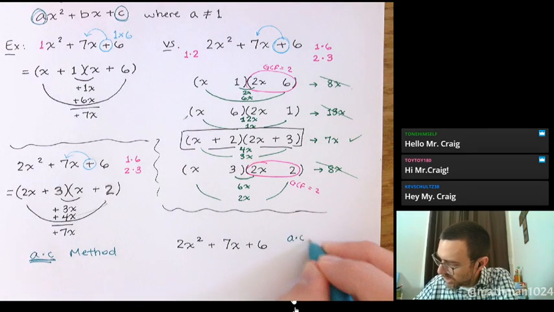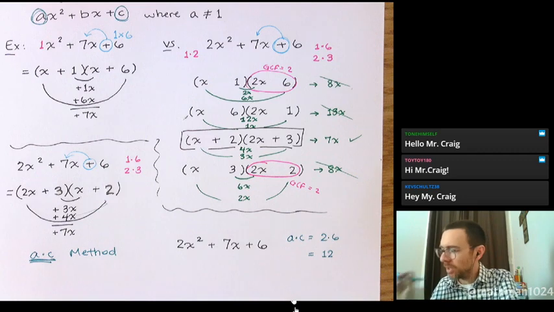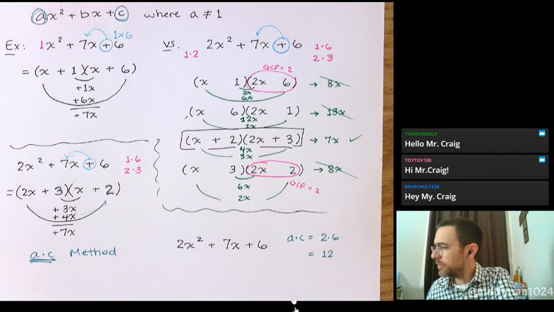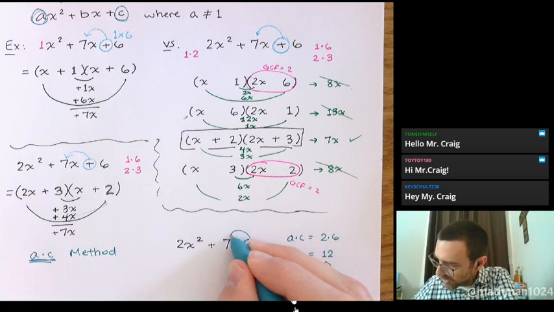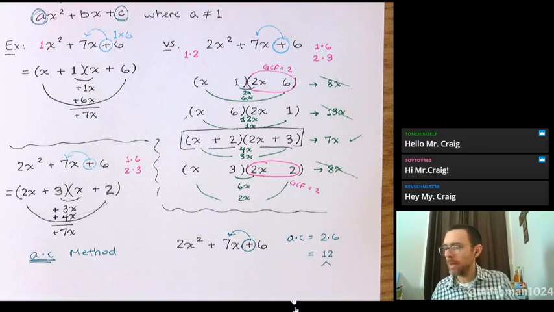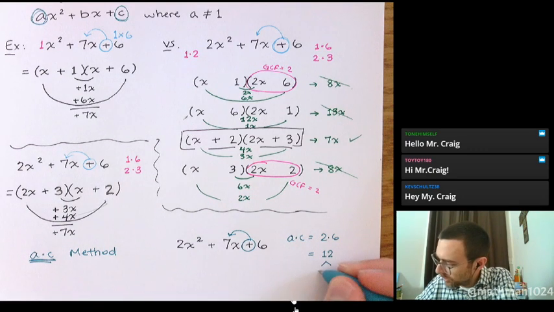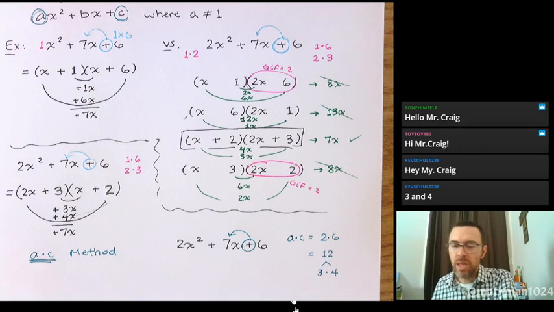So A times C is 2 times 6, which gives me 12. And with that 12, let's find the factors of 12 that add to 7, not the 6. Find the factors of 12 that add to 7. And so when you think about your factor pairs for 12, the one factor pair that works will be 3 and 4.